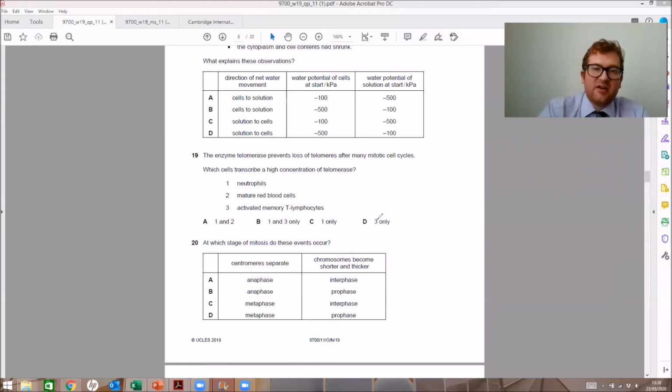So, question 19. The enzyme telomerase prevents the loss of telomeres after many mitotic cycles. Which cell transcribes a high concentration of telomerase? Okay, so you've got neutrophils, mature red blood cells, and activated T lymphocytes. We can eliminate option 2 straight away. That does not contain a nucleus and therefore is not carrying out any cell division.